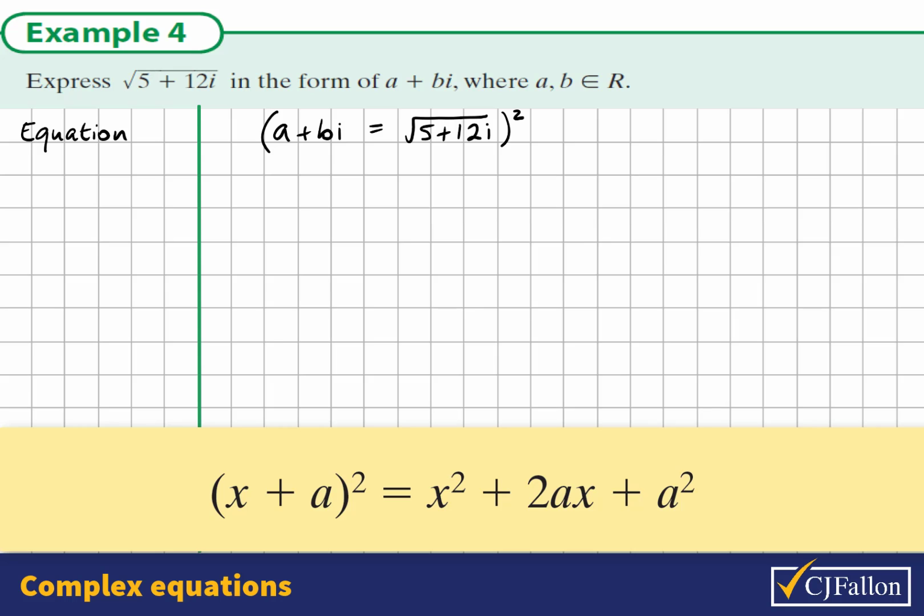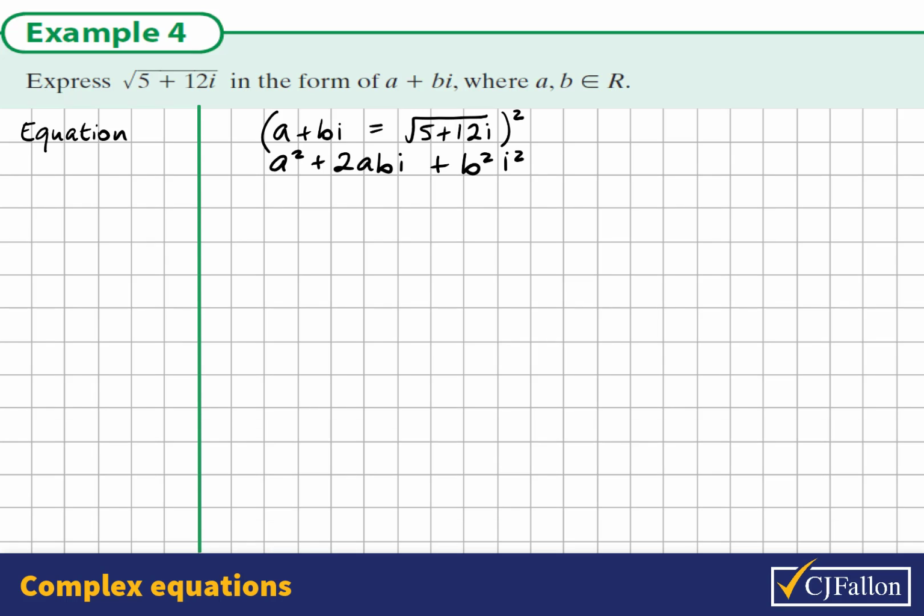Well, if we square both sides, so we square the binomial a plus bi, so square the first term, multiply the two terms and double it, and square the second term. And that equals 5 plus 12i. Now we know that i squared is -1, so we end up with negative b squared in that term.